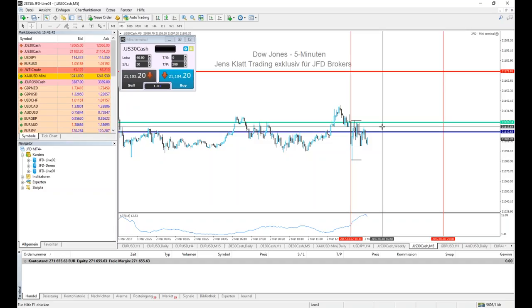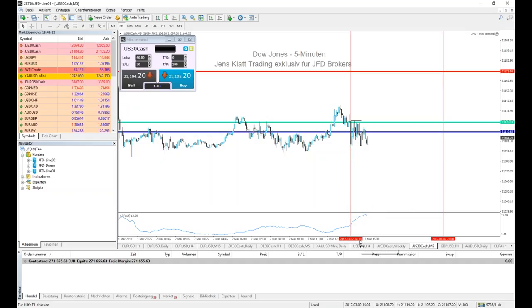Usually, with this strategy you open the trade shortly after the open, somewhere around 3:15 to 3:30 p.m. GMT, and then you close the position at 9 p.m. GMT. When trading the Dow Jones or the U.S. market, you can trade this setup not just on the Dow Jones, but on the S&P too.